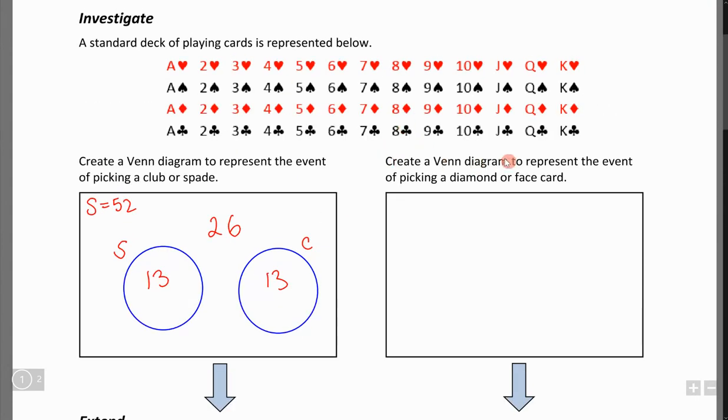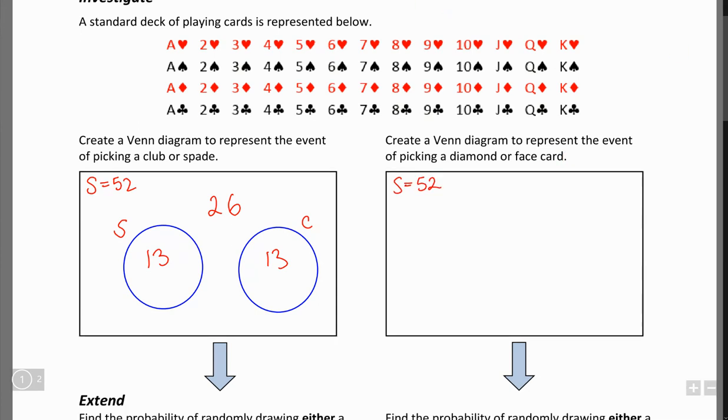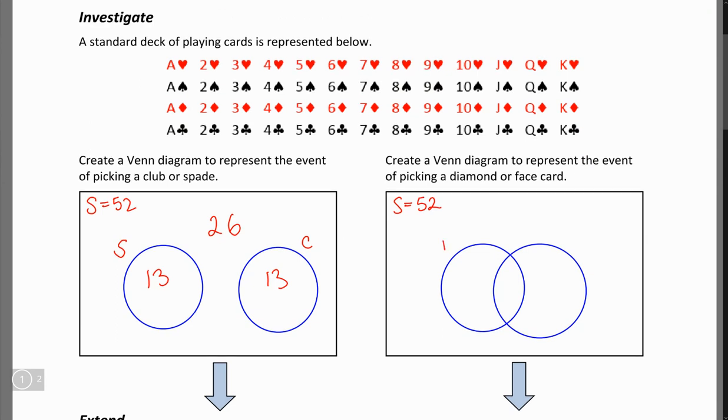Create a Venn diagram to represent the event of picking a diamond or a face card. Our sample space is still going to have 52 cards in there, but this time the Venn diagram is going to look a little bit different. I'm going to draw one circle here, and I'm going to draw one circle here. I'm going to say this circle here represents my diamonds, so D for diamond, and this circle here is my face cards, FC.